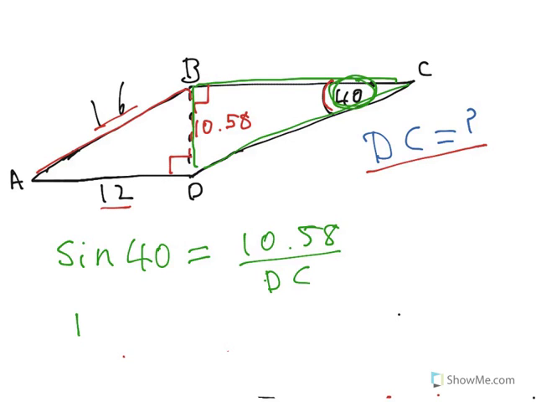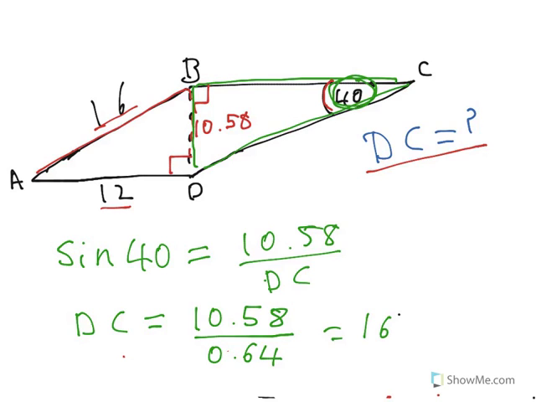we can say that DC is equal to 10.58 divided by the sine of 40. Now the sine of 40 is actually 0.64. So 10.58 divided by 0.64 is equal to 16.53. So using sine, we have proved that this side here is 16.53. I hope that helps.